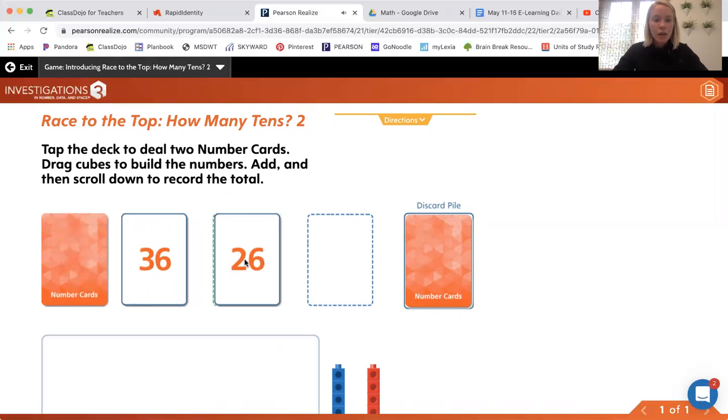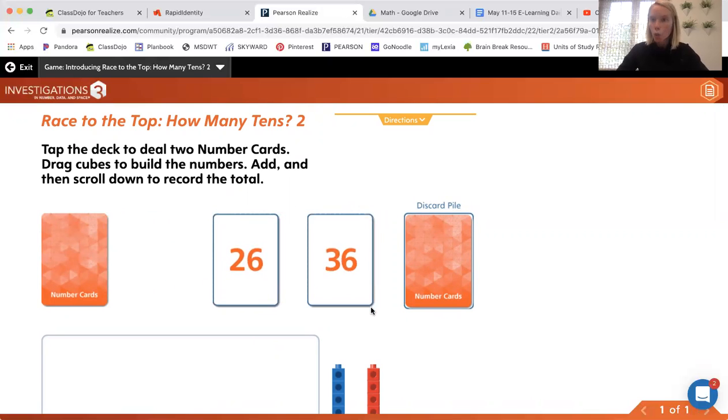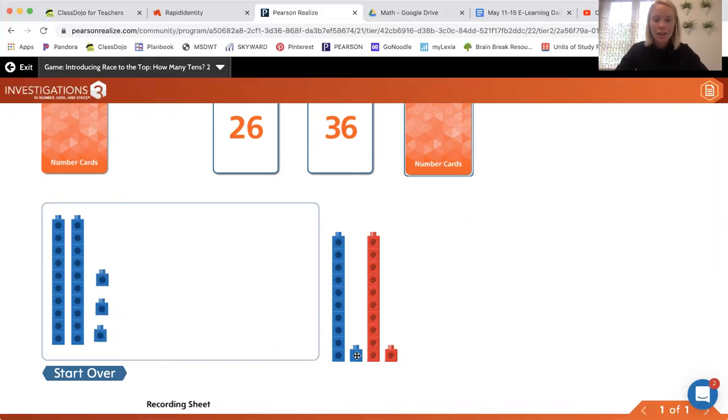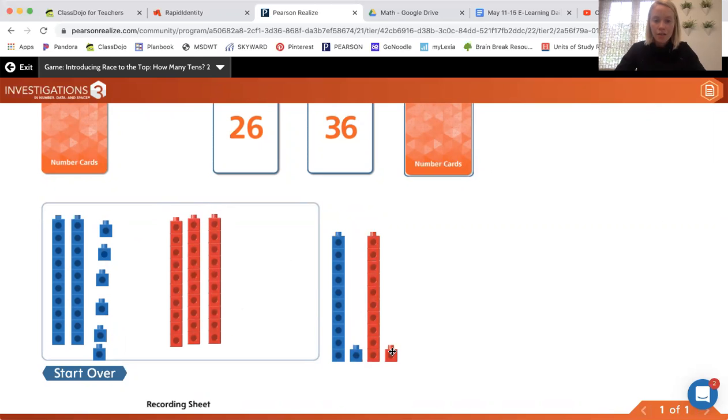All right, so we have 26 and 36. Ooh, interesting. Okay, so let's do 26: 10, 20, and now I have 6 in my ones place. 1, 2, 3, 4, 5, and 6. Okay, and then now I have 36: 10, 20, 30, 31, 32, 33, 34, 35, and 36.